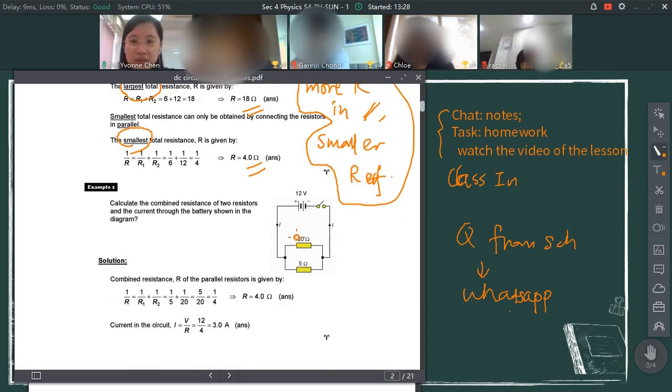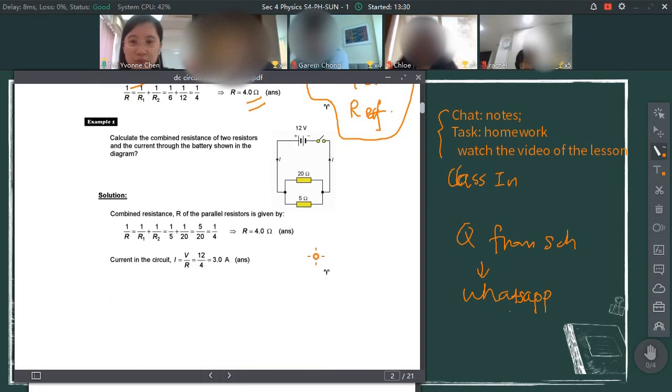Now we look at another example. If we want to find the current from the battery, we take the 20 ohm and 5 ohm, and find the total resistance first. Then we can find the current, which equals V divided by R, which is 3.0. Okay, so far? Can you understand?